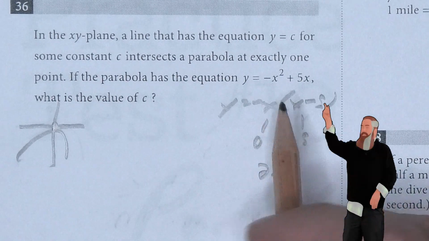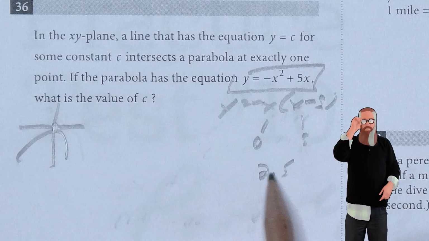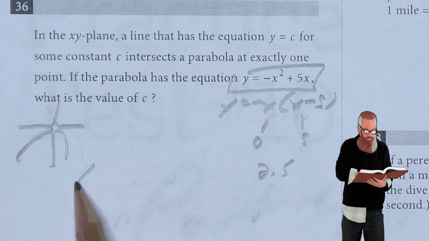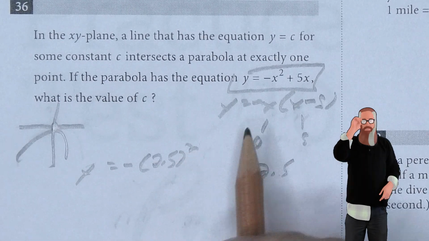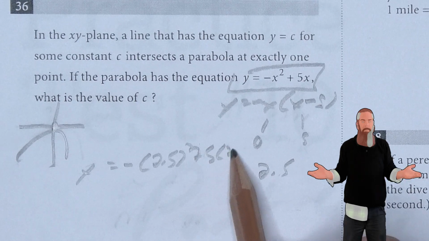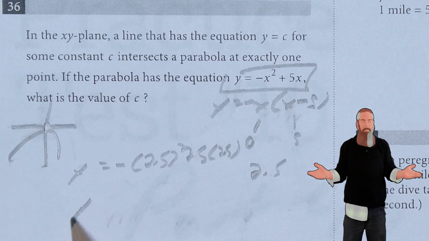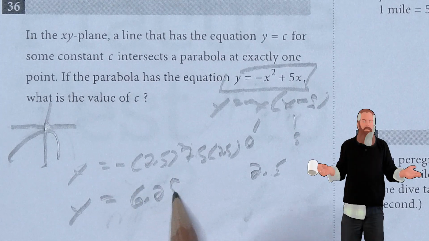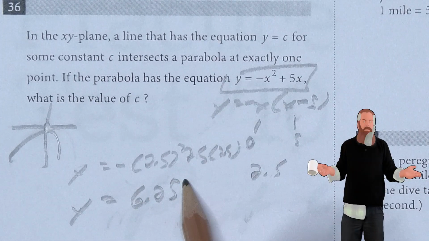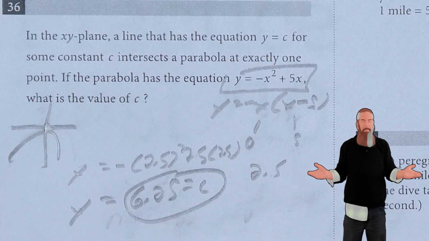So I'm going to ask what happens to this parabola when x is 2.5, meaning y is negative times 2.5 squared plus 5 times 2.5. This is going to give me that y is equal to 6.25. But remember that y is equal to c, so that is my c value.